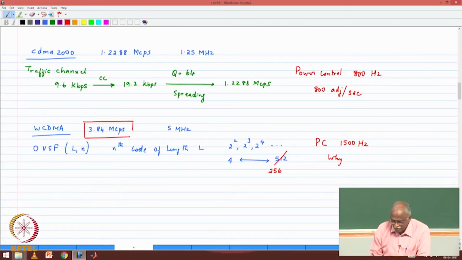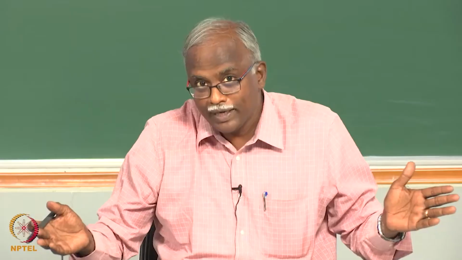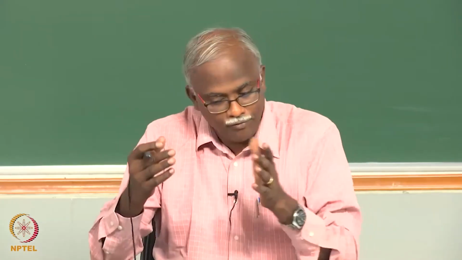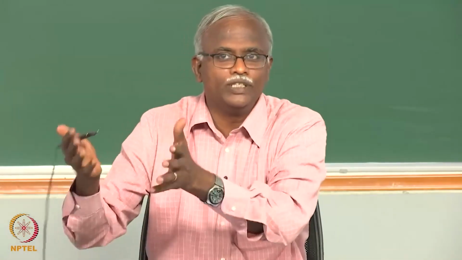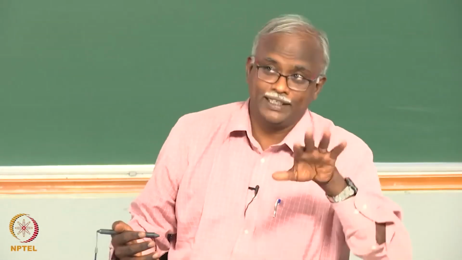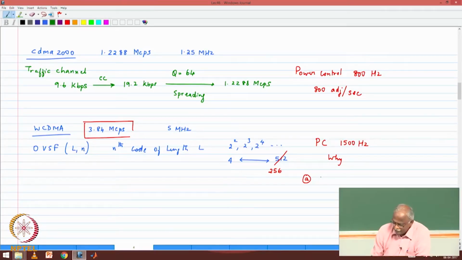More number of users. Okay, very good. First answer was more number of users because it's a 5 megahertz system. You have more codes available, more users are present, and if one of the users is using excess power, then it will affect lots of users. So you don't want to take a chance. So you want to control that. So the first one is the fact that it is wider bandwidth, which means more users, and if one of the users is using excess power, it is going to affect a lot more people. So you want to have a tighter control.